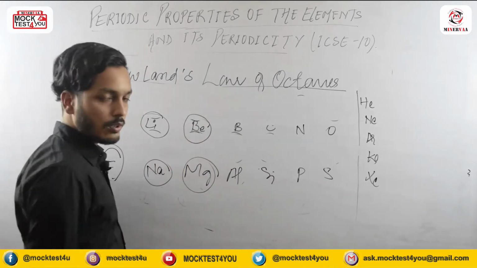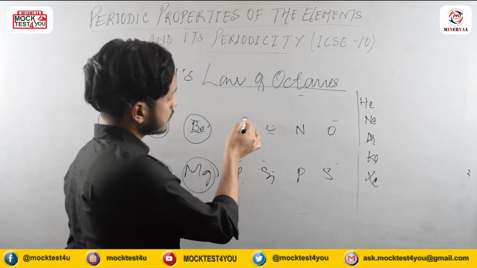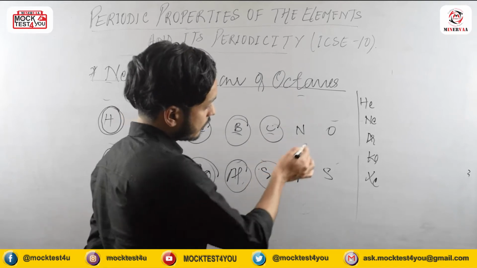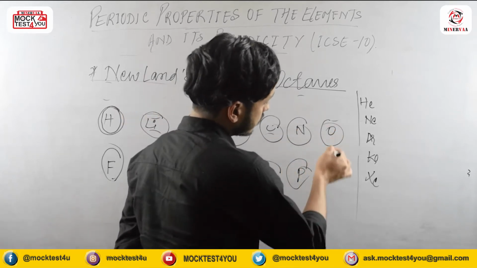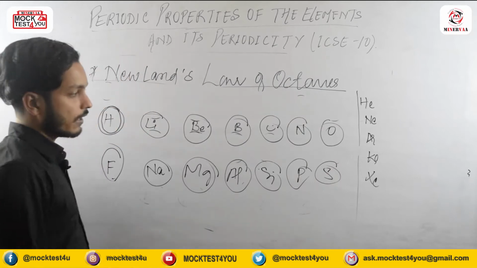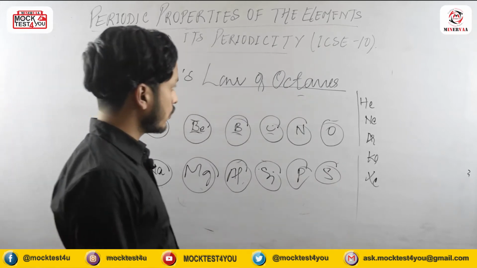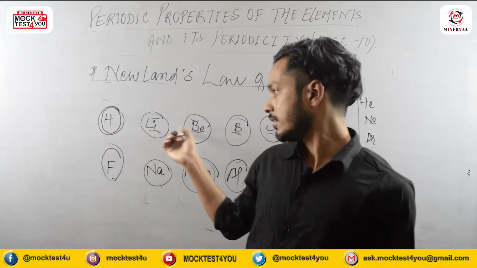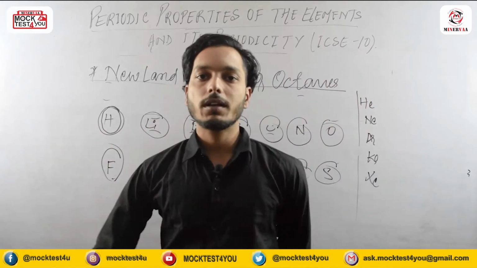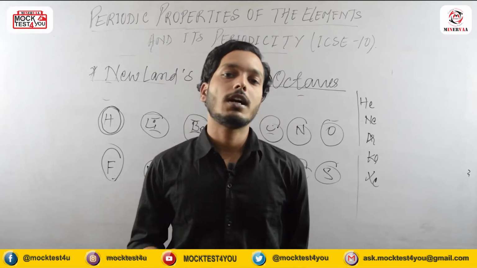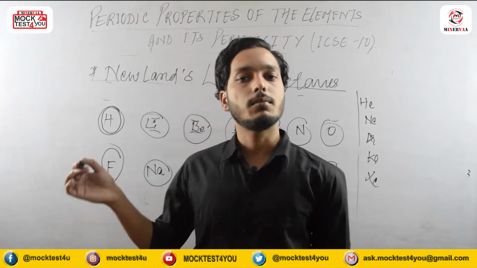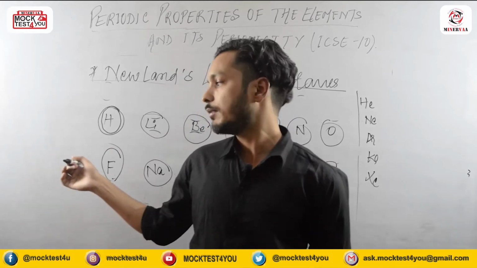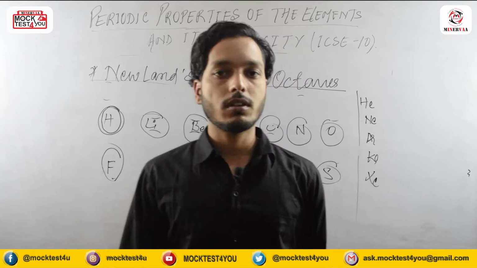Beryllium and magnesium have similar chemical properties. Boron and aluminium, similar chemical property. Carbon, silicon, after that nitrogen, phosphorus, and oxygen and sulfur. You will see that all of them have a similar chemical property. In this way Newland arranged the elements in order of their increasing atomic mass, and he found that the properties of every 8th element are similar to the first one. So this was about Newland's law of octaves.